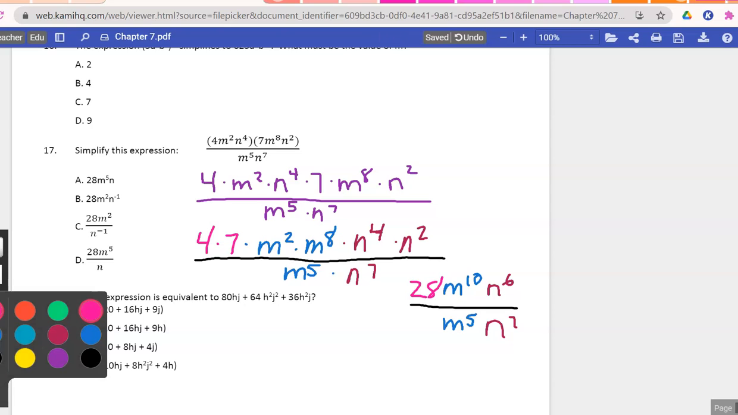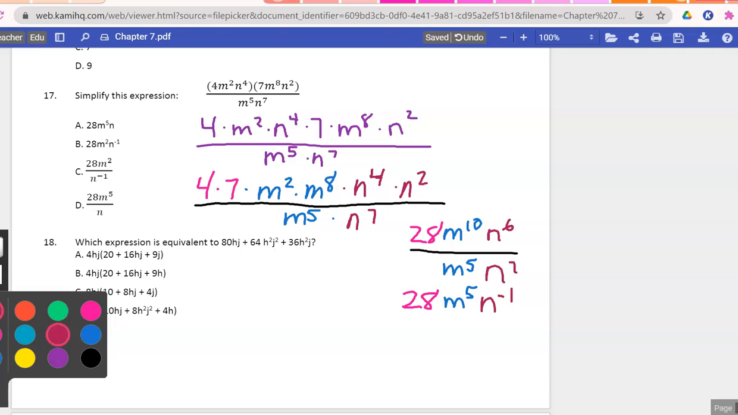Last step to simplify here. That 28 is going to stay. M to the 10th over m to the 5th. You're going to subtract your exponents. You get m to the 5th, and it's on the top. N to the 6th over n to the 7th, you end up with n to the negative 1st.